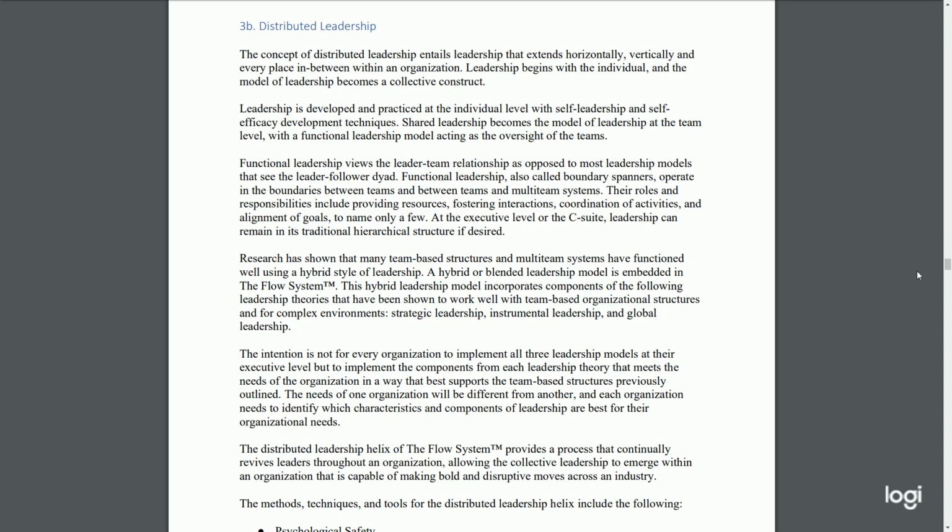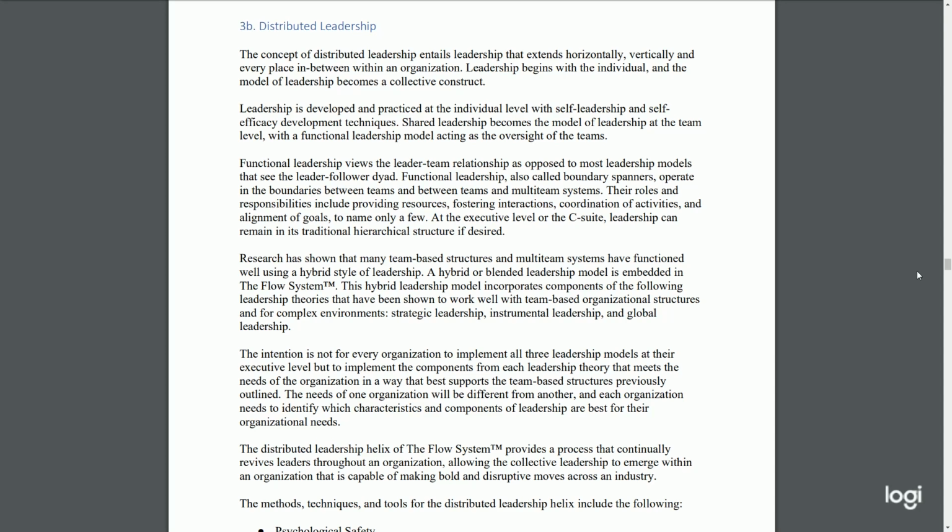Research has shown that many team-based structures and multi-team systems have functioned well using a hybrid style of leadership. A hybrid or blended leadership model is embedded in the flow system. This hybrid leadership model incorporates components of the following leadership theories that have been shown to work well with team-based organizational structures and for complex environments: strategic leadership, instrumental leadership, and global leadership.